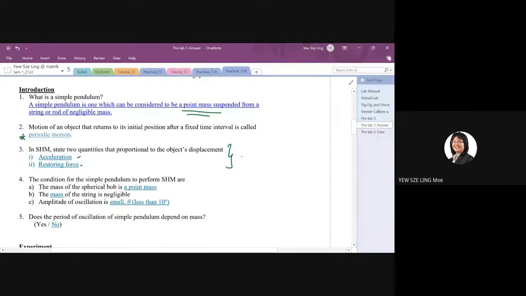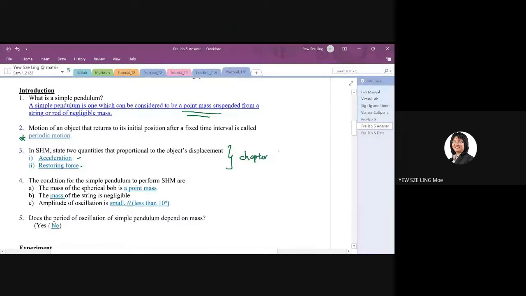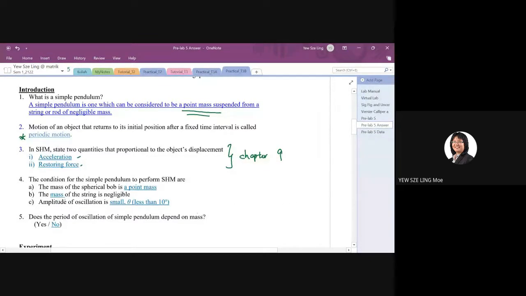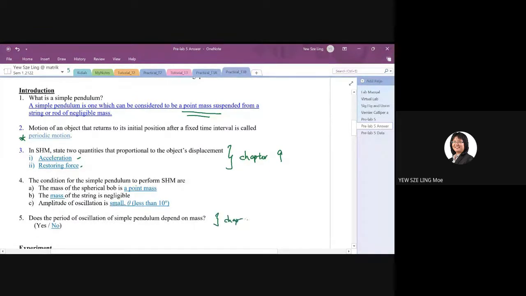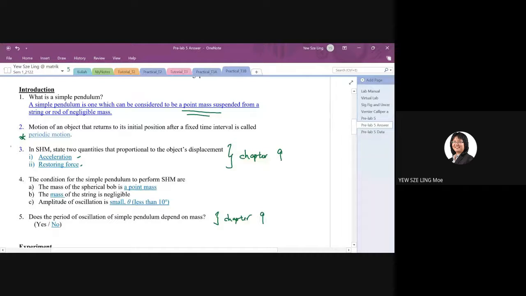Now, this one I will keep for lecture. So you just write down the answer first. It's a chapter 9 lecture. And then the conditions, which we discussed just now, are in your theory. First, you assume the mass is a point mass. Second, you assume that the mass of the string is negligible. And at last, the angle must be less than 10 degrees. And then the next one, again, I will keep for lecture, because for number 3 and number 5, you need the background knowledge in order to answer these two questions. But we haven't reached this part yet in our class. So I'm going to skip it.